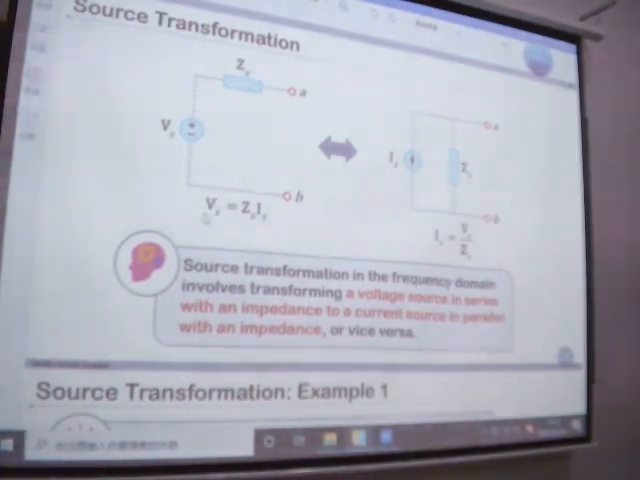The new source value should satisfy, actually this is Ohm's law, right? The new source value should satisfy Ohm's law. And the voltage source is always in series with Zs. And the current source is always in parallel with Zs. That's the typical model. So this relation is for the typical model. If you change the connection, those two equations are not satisfied anymore. Those two equations are just for those two models, for this topology.